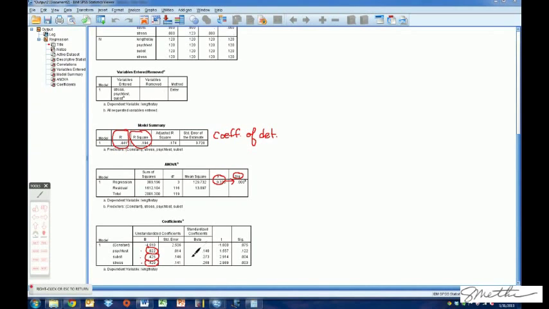I may have that backwards. These are your beta weights. I'm blanking on the differences between the standardized and unstandardized coefficients.